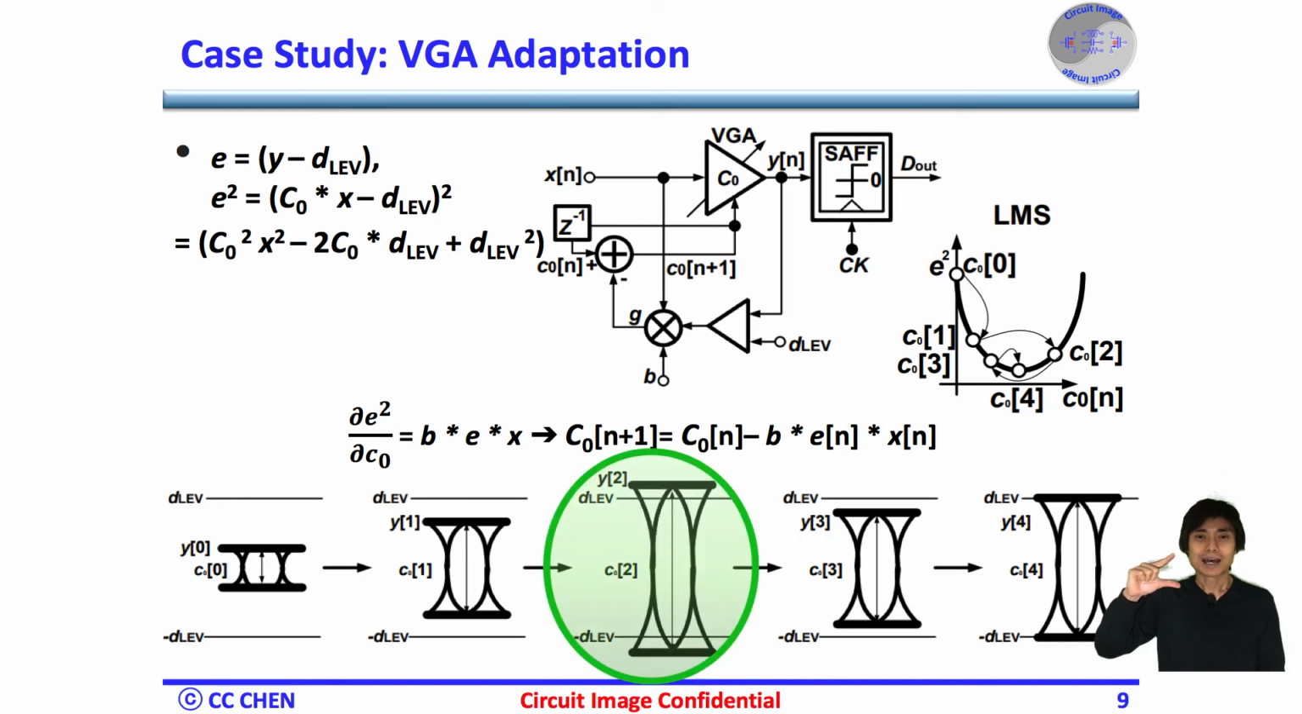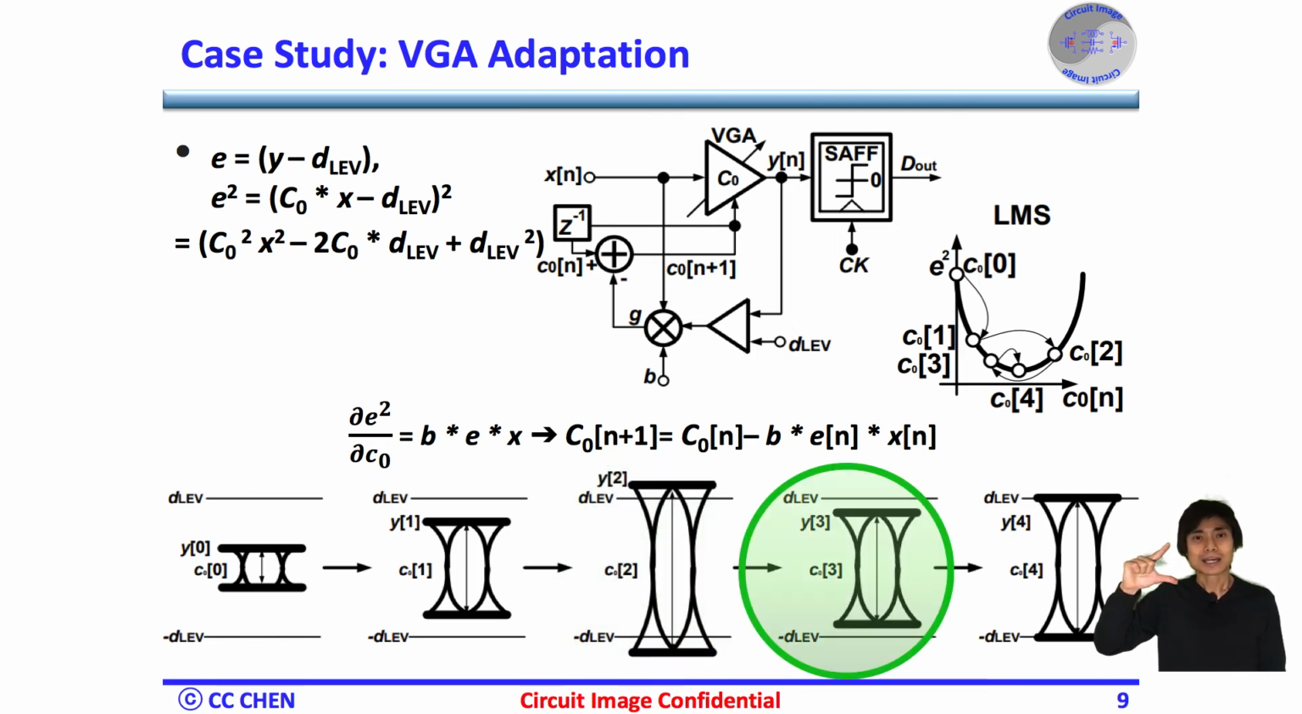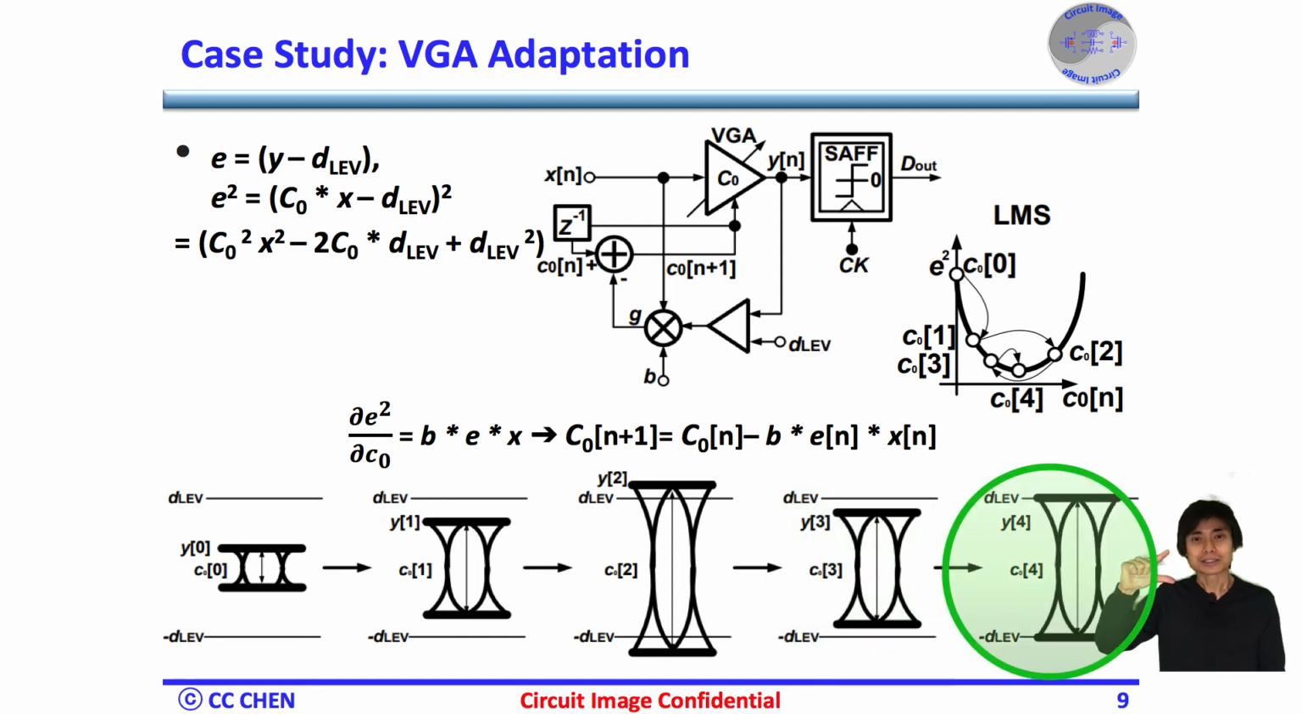Therefore, the gain at n equals 2 will increase the eye opening slightly with a little bit of overshoot at time 2. At this time, the magnitude of error is small, but the sign of the error is positive, so the gain at time 3 will be updated to drive the eye opening smaller with a little error. Finally, the eye opening will converge to the target level d left at time 4.